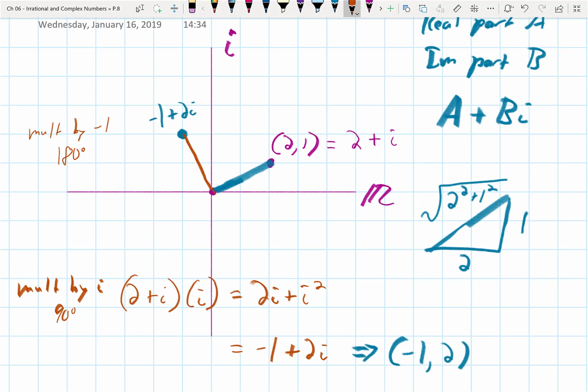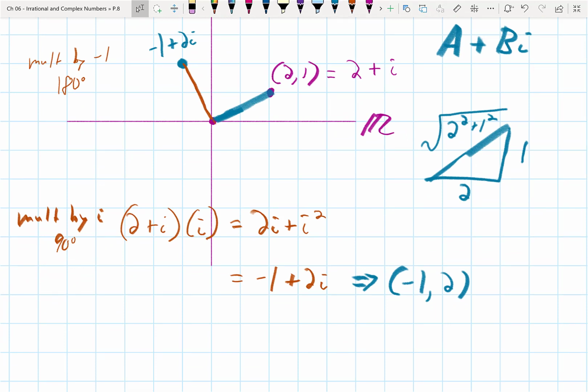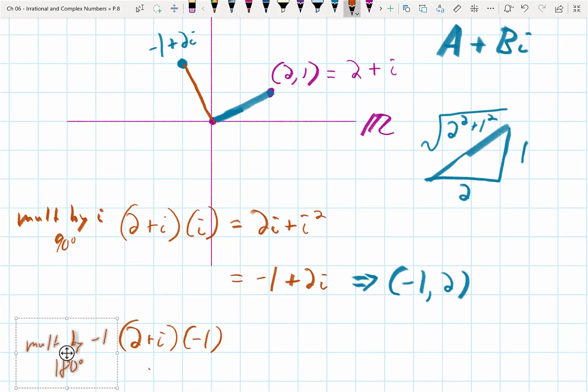How could I rotate the 2 plus i point by 180 degrees? Yeah, multiply by -1 or multiply by a second i by the previous point. The easier of the two would be to multiply the first point by -1. So I'm going to take this and scooch it on down here. Multiply by -1 is a 180-degree rotation. I get -2 minus 2i, or minus i. Which ordered pair does that correspond to?